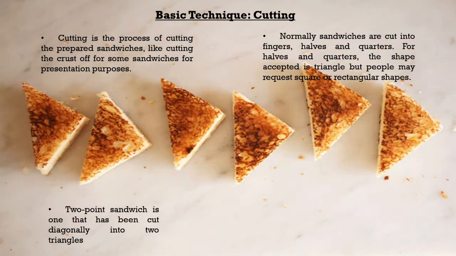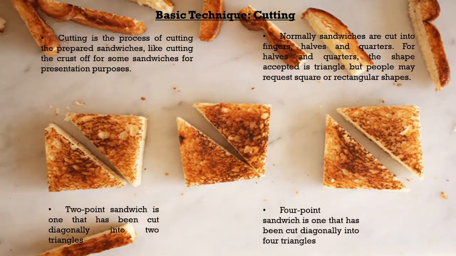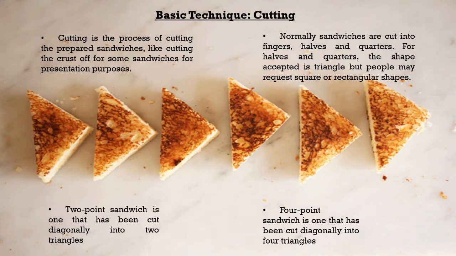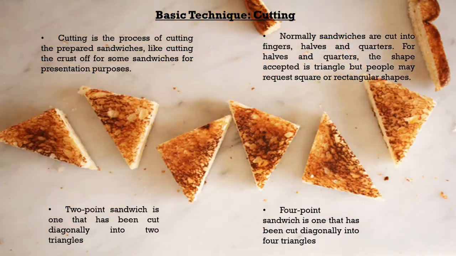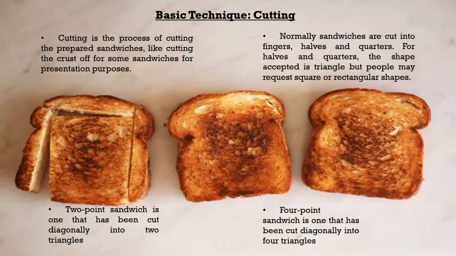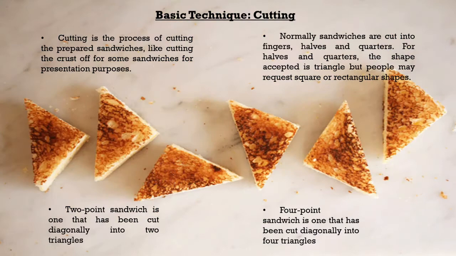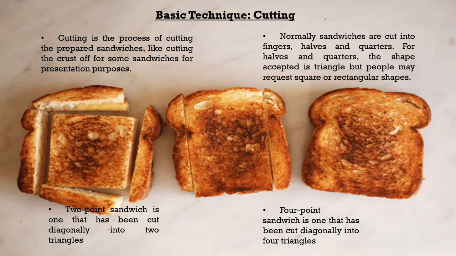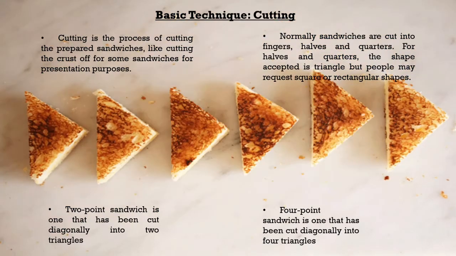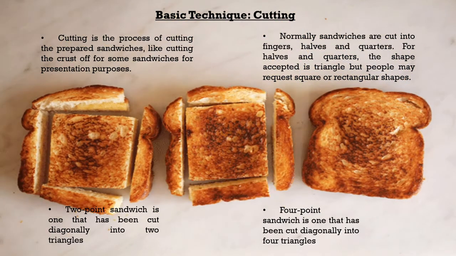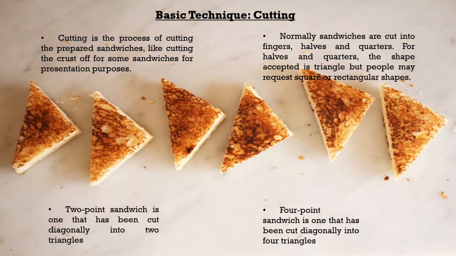A 2-point sandwich is one that has been cut diagonally into 2 triangles. A 4-point sandwich is one that has been cut diagonally into 4 triangles. It is important that you are precise when it comes to cutting sandwiches. Poor cutting may ruin the appeal of a supposedly attractive sandwich. Make sure that you cut the sandwiches all the way through and that they are all of the same size.